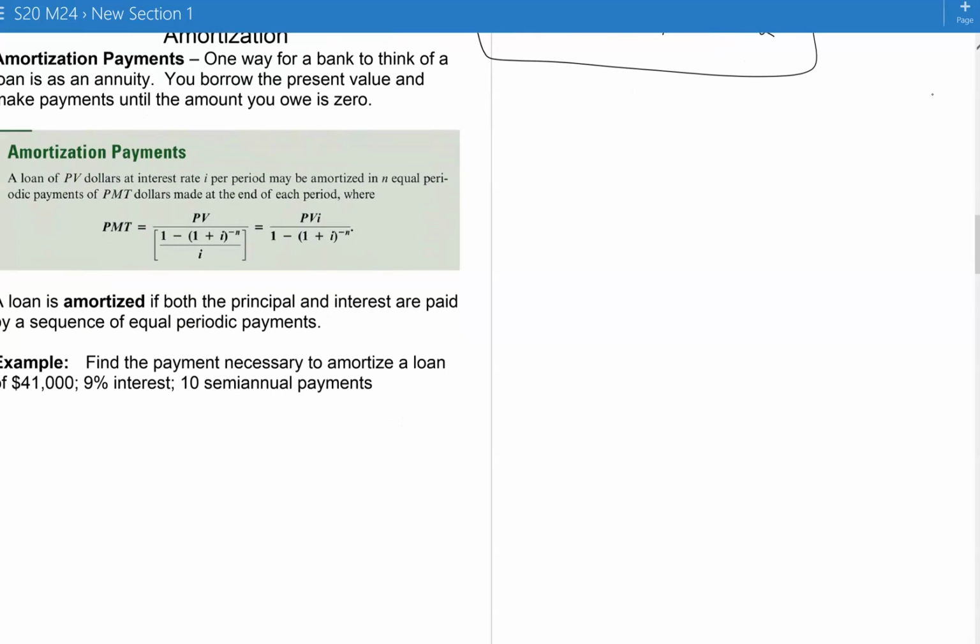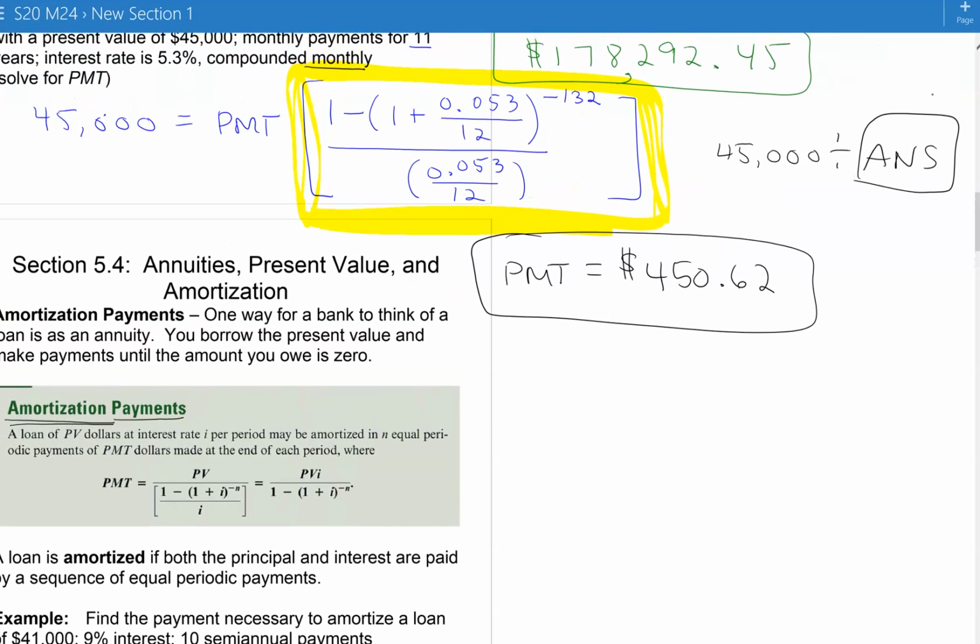Okay, so one way for a bank to think of a loan is in the same way as thinking of an annuity. They can think about it as you borrow the present value and then you make payments until the amount you owe is zero. It's just another way of thinking about it. When you do it this way, you call these amortization payments. The loan is amortized. If the loan amount is the present value in dollars, then it's just a rearrangement of the previous formula. You can see that really it's the same formula from above, solved for payment.